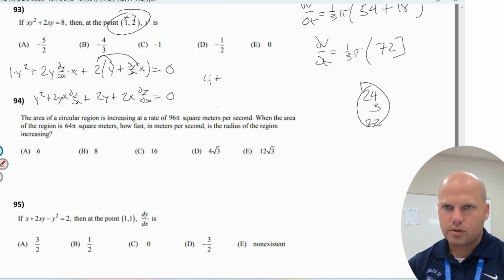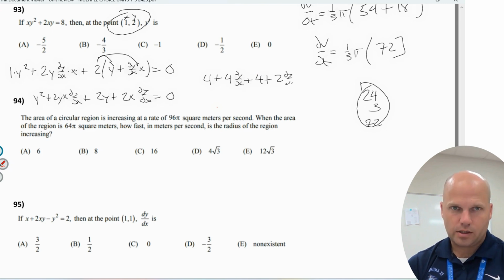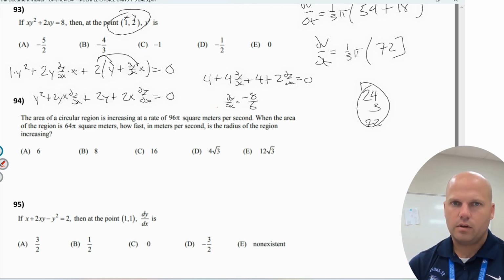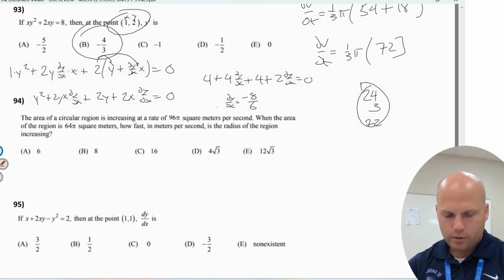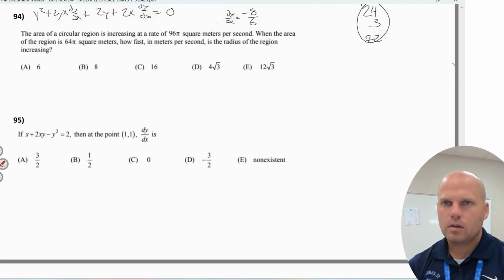Plus 2 times 1, which is 4 dy/dx, plus 4 plus 2 dy/dx equals 0. So I have 6 dy/dx. I'll have negative 8 over 6. That's what I thought I wrote, which is negative 4 thirds. Divide the top by 2.